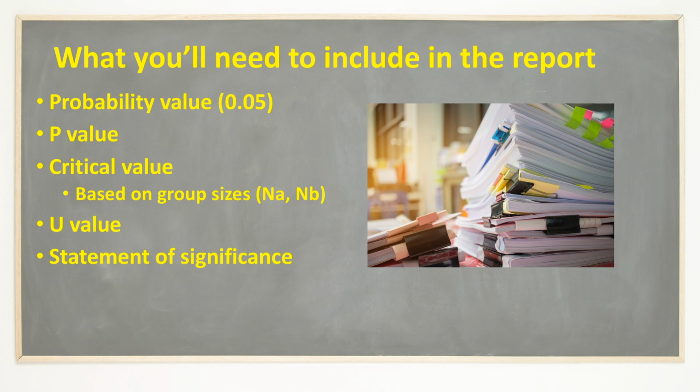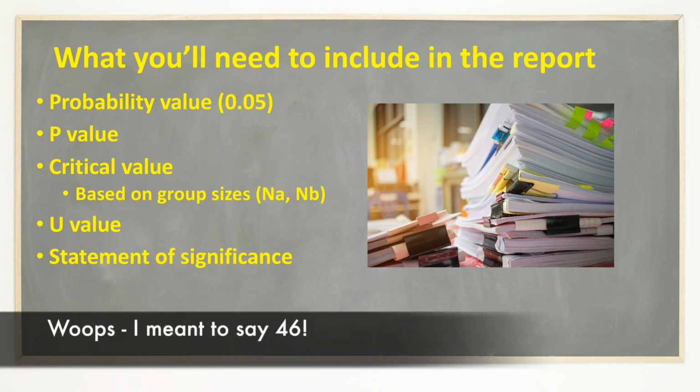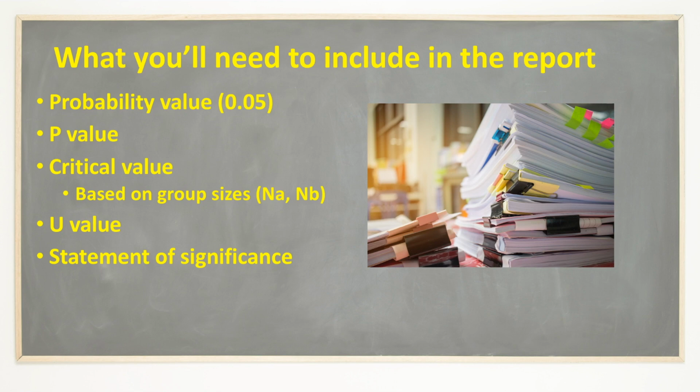And then my statement of significance. That's where I would say my critical value, which was 27, was less than my U value of 46, so therefore my results are not significant. And then I would retain or reject the null hypothesis. In that case, my results were not significant, so I would retain the null hypothesis.